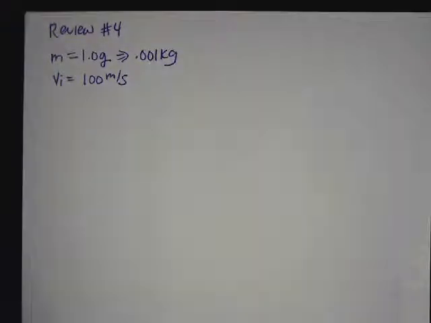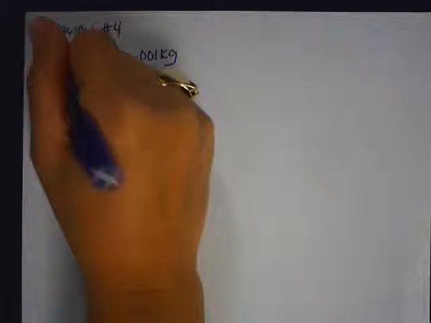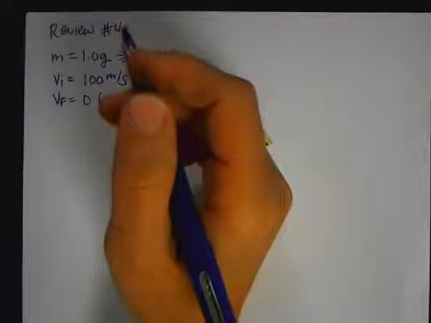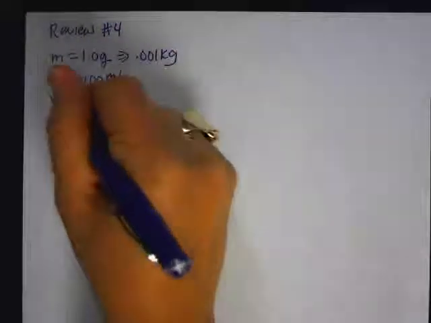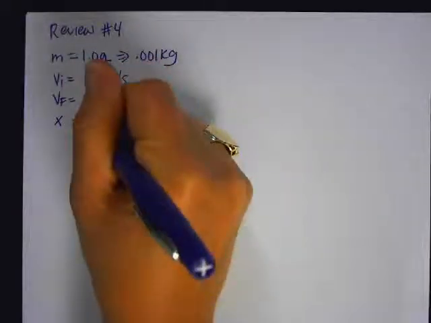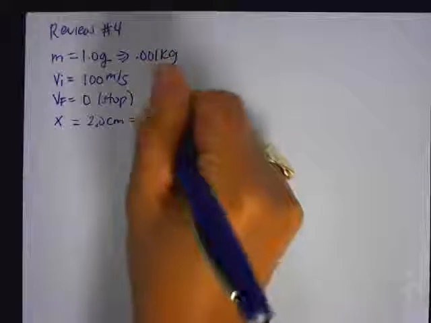So first of all, we're going to think about it. Once the pellet goes into the pumpkin and embeds itself, it stops. So that means that the final velocity is equal to 0. It goes 2 centimeters, so that's how far it goes. So 2 centimeters, we'll convert that to meters. So 0.02.